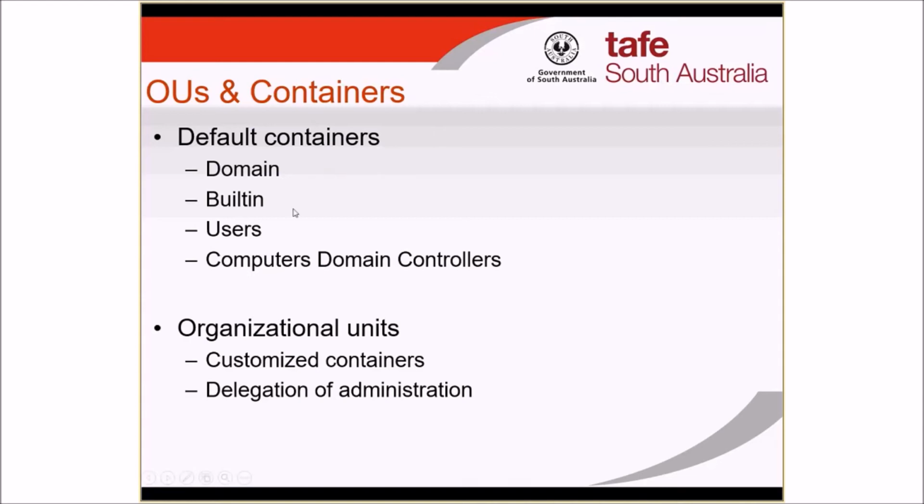You've got some built-in containers like your users, your computers, domain controllers. They have the default objects or groups or users that are there when you install Active Directory. They're already all there. So organizational units are containers that we can create. Whereas the built-in ones are already there when you install Active Directory, we can then create more containers called organizational units to suit our requirements, to suit our Active Directory structure, so that our Active Directory structure reflects the structure of our organization.